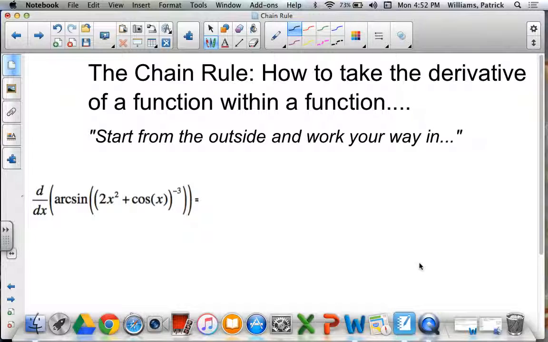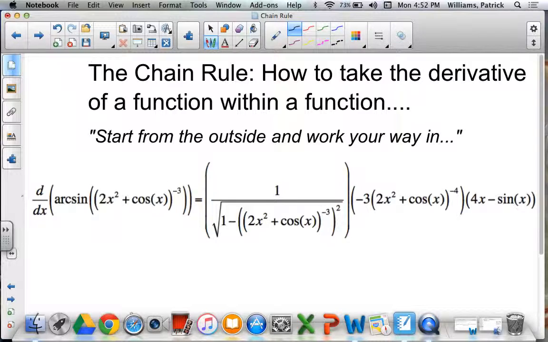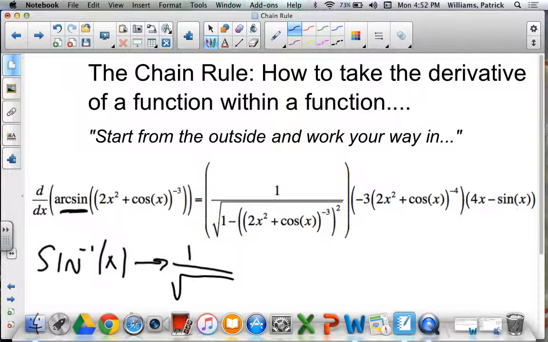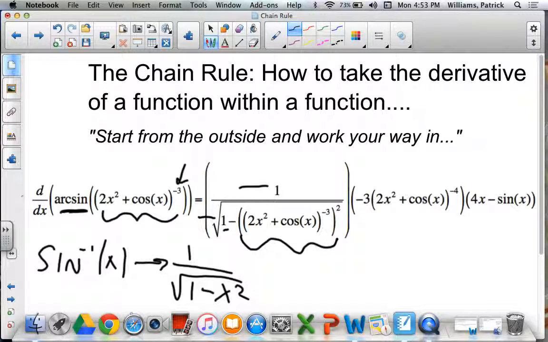All right, so if you've done this one, what you should have gotten was something big and nasty that looked kind of like this, okay? So what's the outermost thing we do to this? Well, the outermost thing is we do the inverse sine. So remember that the derivative of inverse sine is 1 over the square root of 1 minus x squared. So that's what we have. We have 1 over the square root of 1 minus. In this case, our x is whatever was inside the inverse sine function, which would be the quantity 2x squared plus cosine of x raised to the negative 3. So we take that whole thing and we square it, okay?